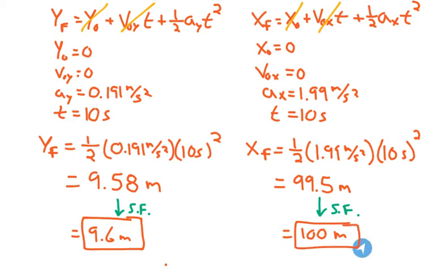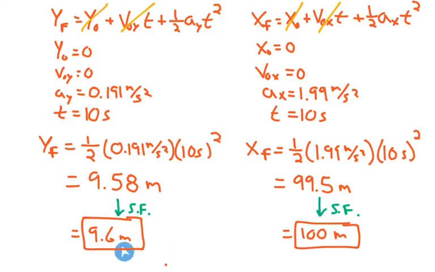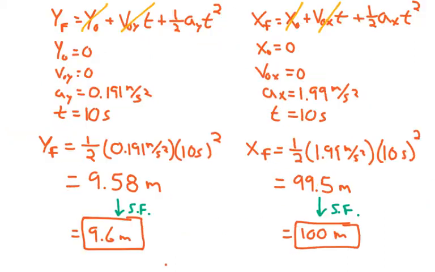So this car, after 10 seconds, travels 100 meters horizontally, and after 10 seconds, it travels 9.6 meters vertically, so upward. All right, that's the end of this problem. If you have any questions, feel free to raise your hand and ask.